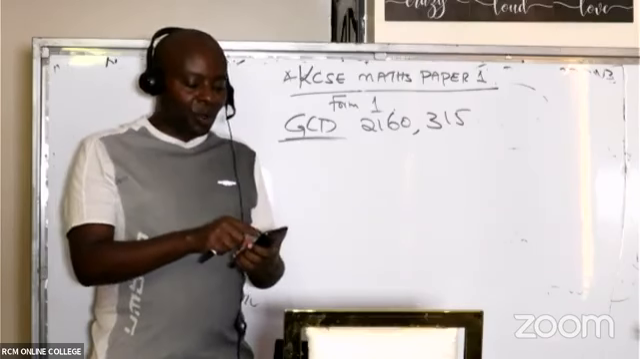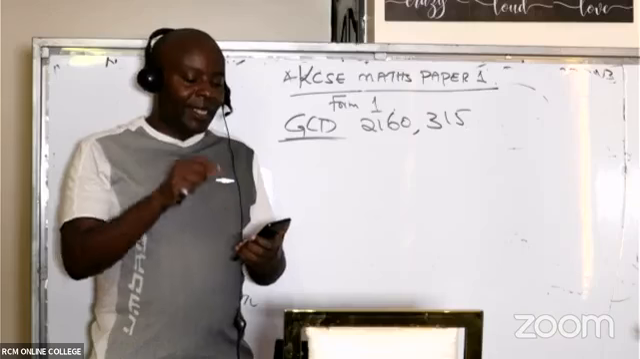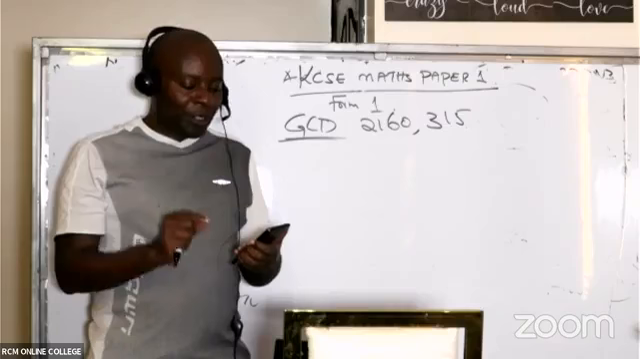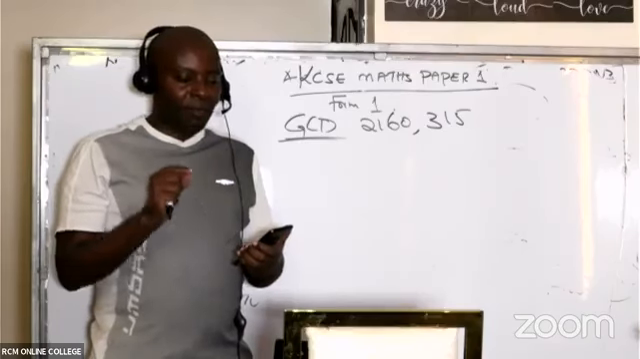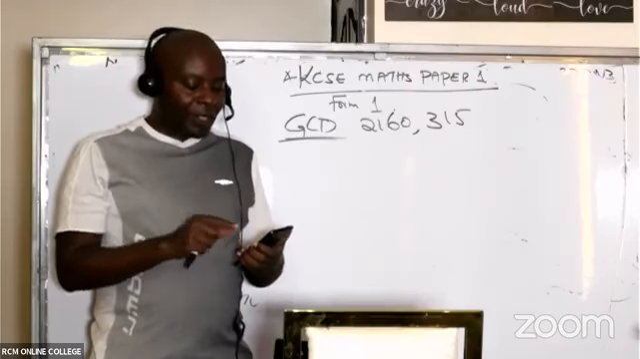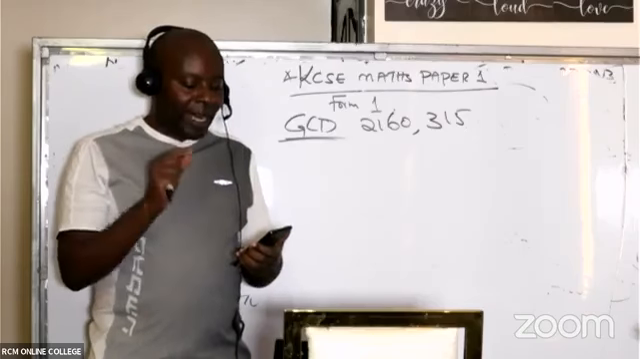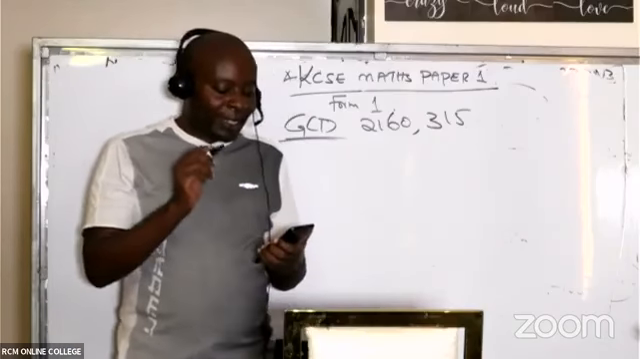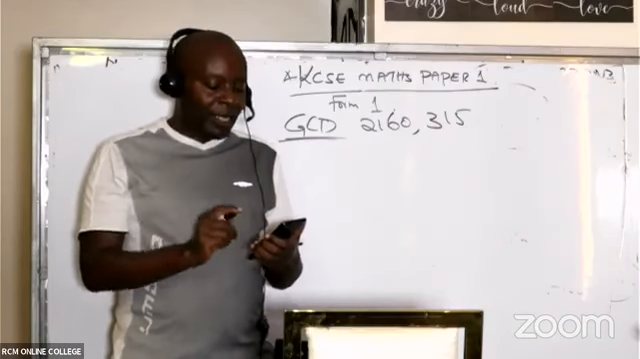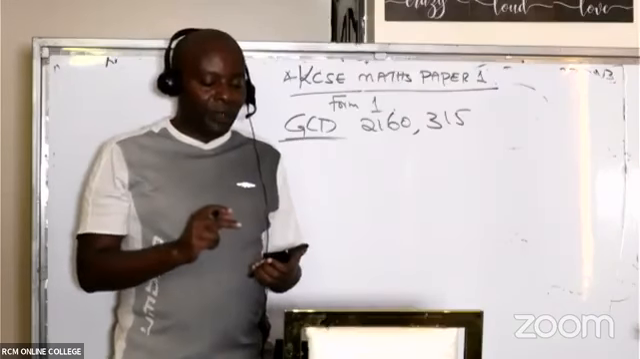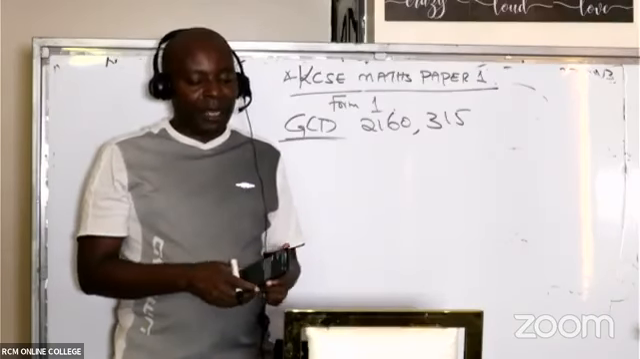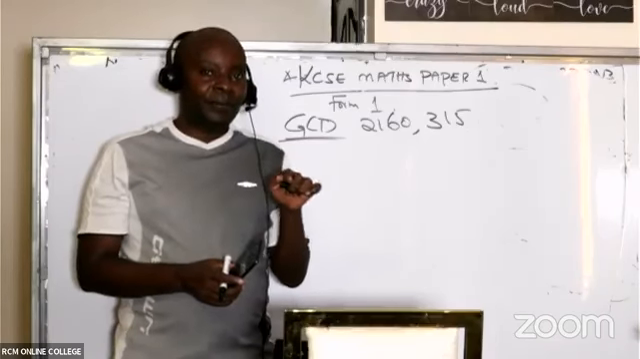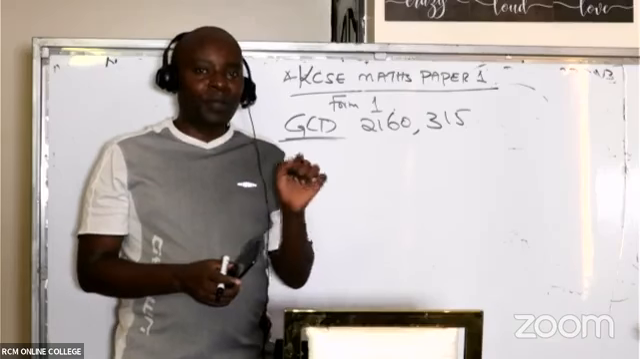So perhaps you will need to introduce by mentioning that GCD is the largest positive integer that divides two or more integers without leaving a remainder. So in this case, there is nothing that will remain undivided. Greatest common divisor. Nothing will remain undivided.